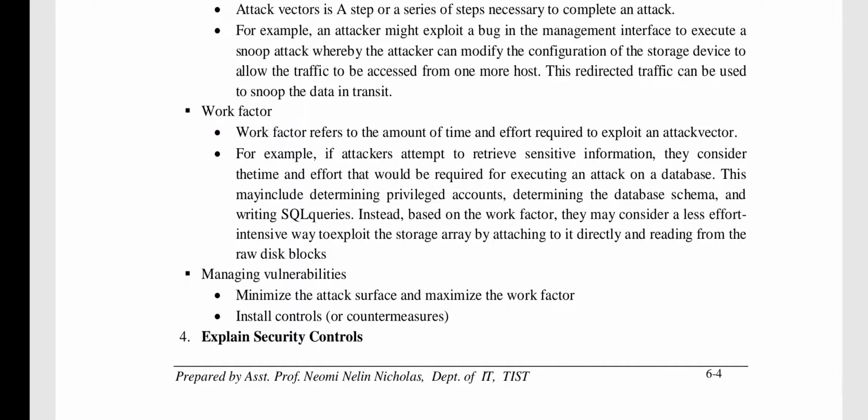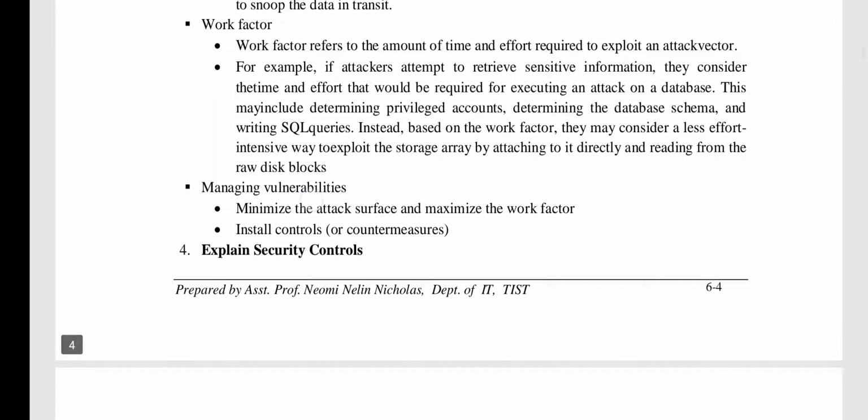Then work factor refers to the amount of time and effort required to exploit an attack vector. So that is the time you spend. Okay, then managing vulnerabilities, it should minimize the attack surface. Our key point is to minimize the attack surface and maximize the time for the attack. Okay, that should be our goal. Minimize the attack surface and maximize the work factor.